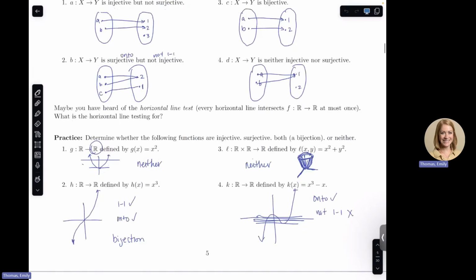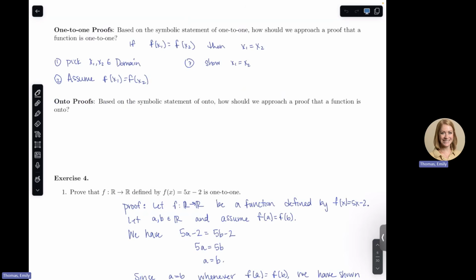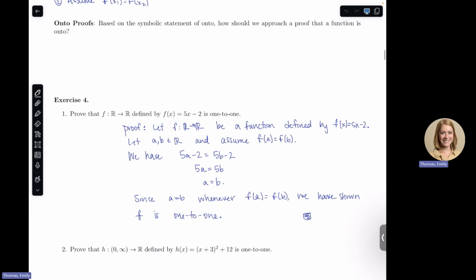We did these examples. We talked about one-to-one proofs, and we did one of them. When you're doing a one-to-one proof, you assume that for some two values in your domain, their target was the same, that their image is the same, and then you show that the actual elements have to be the same in the domain. That the two targets that landed in the same spot are actually just one dart. And we did one proof with that, this one here.